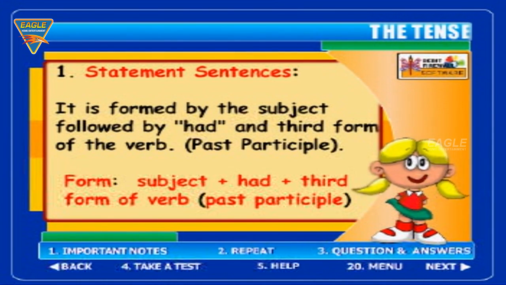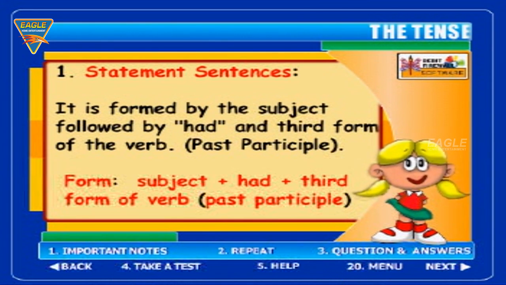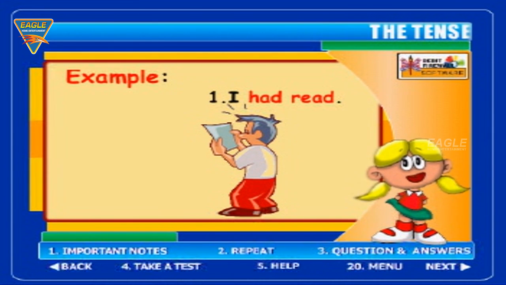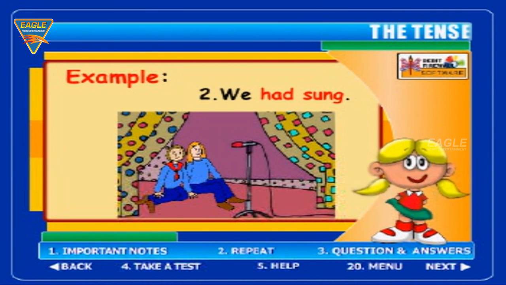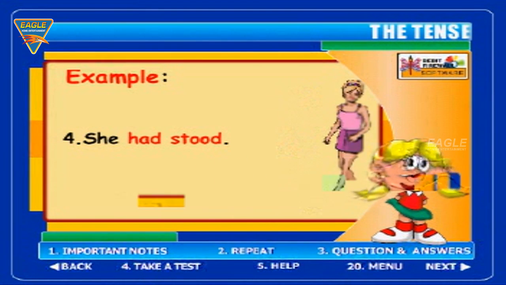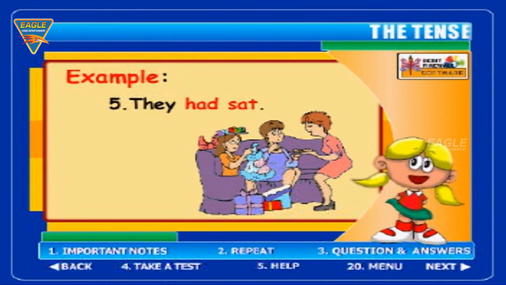Statement sentences. It is formed by the subject followed by had and third form of the verb, the past participle form. Subject plus had plus third form of verb. Examples: I had read. We had sung. You had played. She had stood. They had sat.